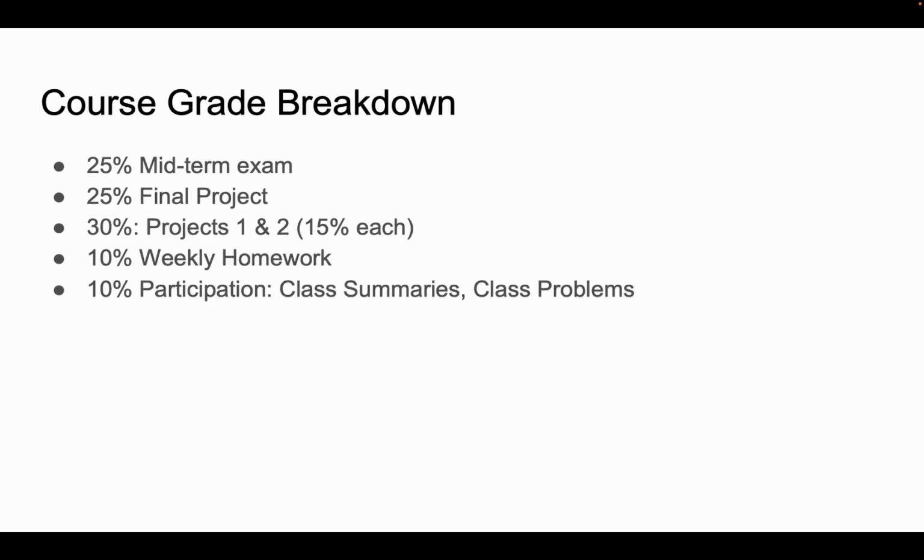The course grade breakdown: a quarter of the grade is for the midterm exam, about another quarter for the final project. Projects 1 and 2 are each 15%, and then there's 10% for weekly homework participation and 10% for the in-class participation and class summaries.